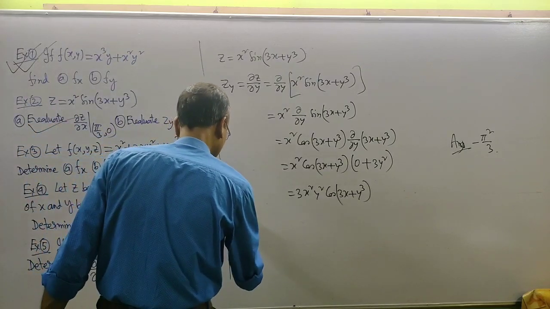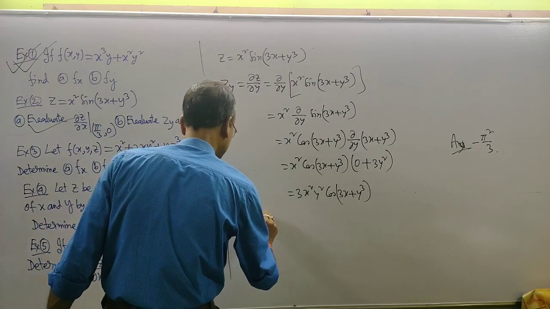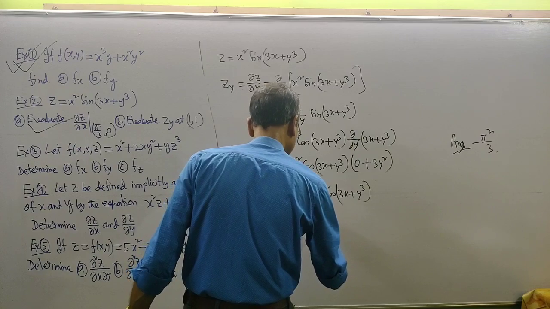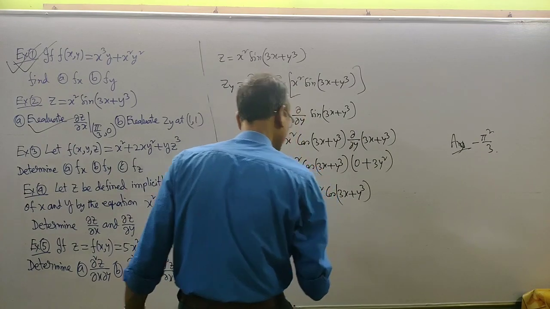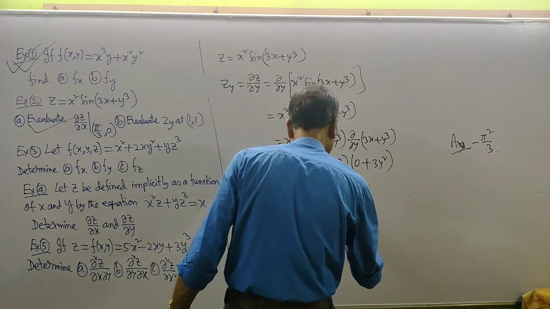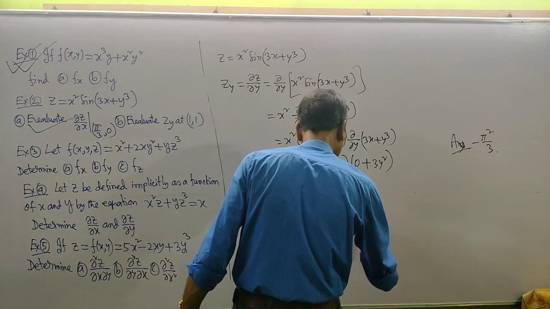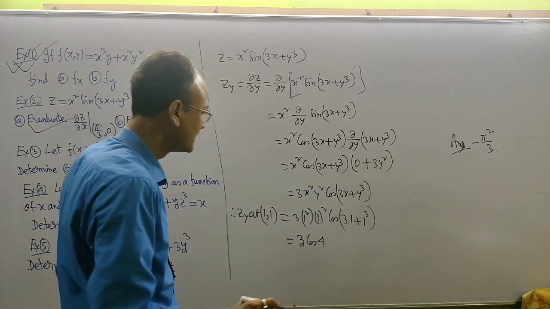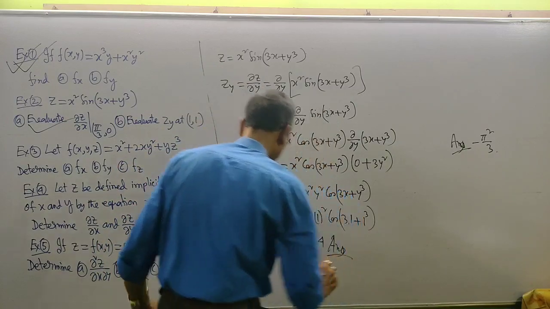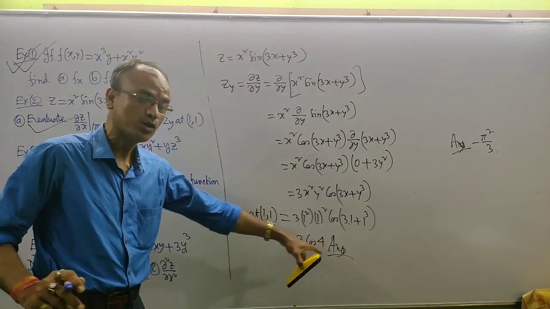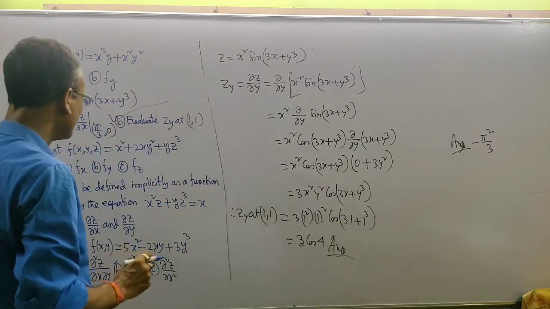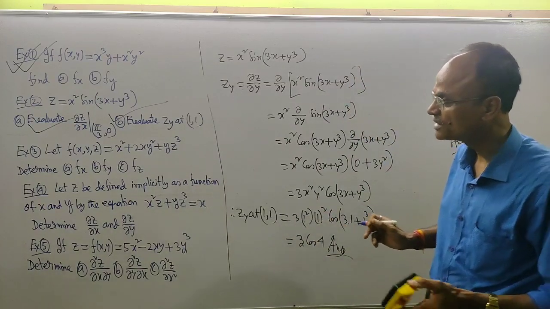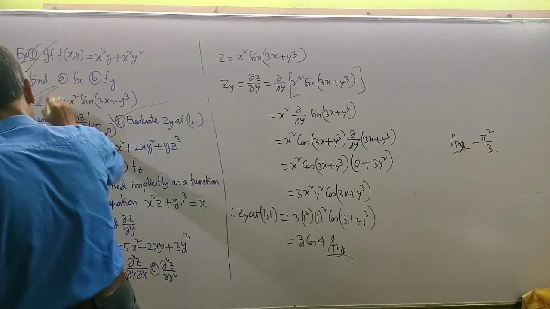Now zy at 1 1 equal to 3 into 1 square, again 1 square, into cos of 3 into 1 plus 1 cube. This is equal to 3 cos 4, since 3 plus 1 is 4. This is the answer. Zy at 1 1 is 3 cos 4. We have done question number B also. Therefore, we have solved question number 2.